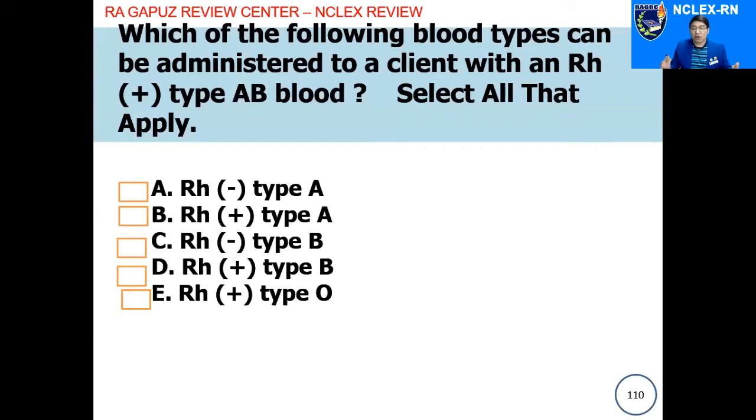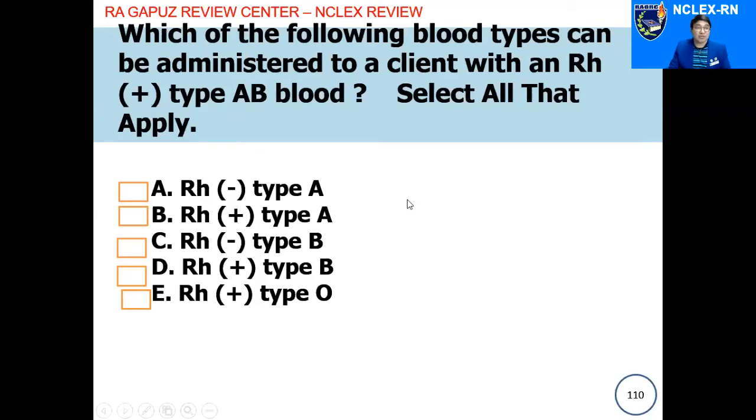So let's recall, a patient with AB blood could be the universal recipient. The patient could receive blood type A, B, AB, and O. However, let's also recall the Rh status of the patient. If the patient has an Rh positive status, take note, their blood could be mixed with both Rh positive and Rh negative status, okay? So here we go. Since this patient could receive all types of blood, whether positive or negative, let's figure things out.